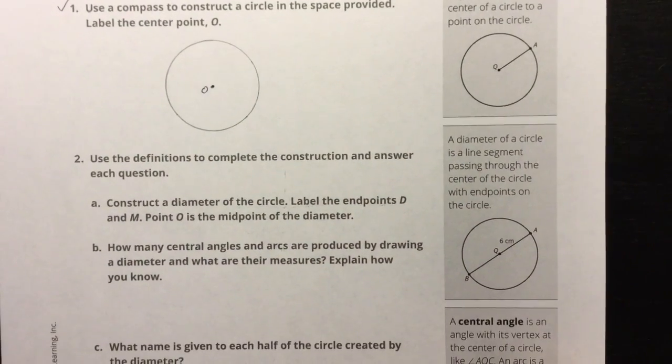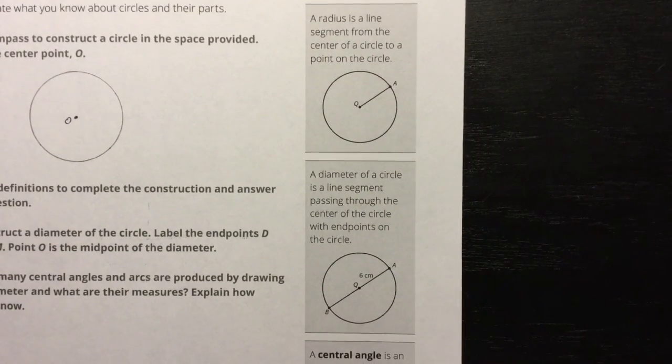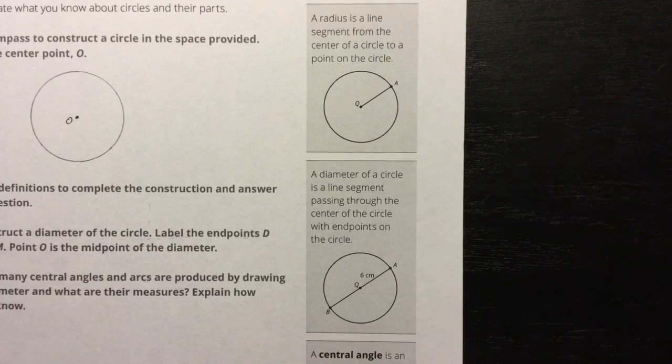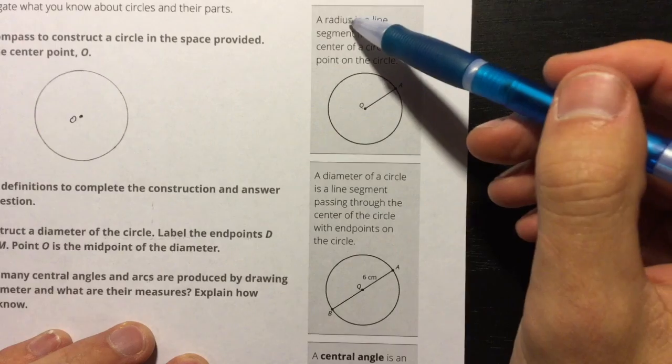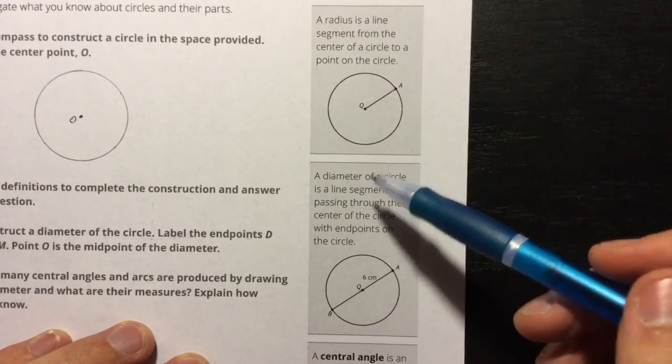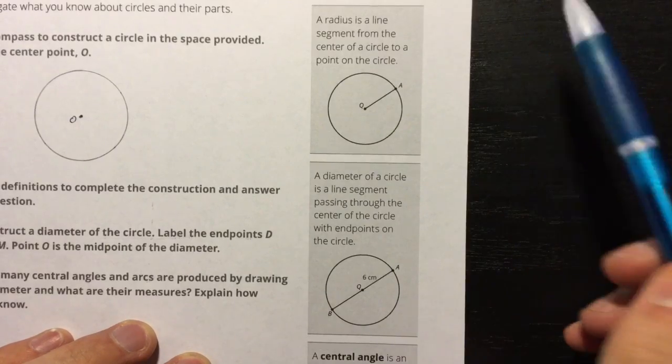Question 2 now. Use the definitions to complete the construction and answer each question. Okay, the definitions are on the right side of your packet. If you took notes in class or if you watched the vocab video, they are also there. The ones that aren't going to be in that video are going to be these very first two, a radius and a diameter. Those ones you've hopefully seen in previous classes, but if you haven't, they are here for you.